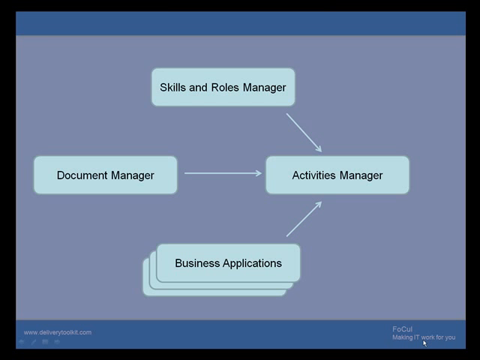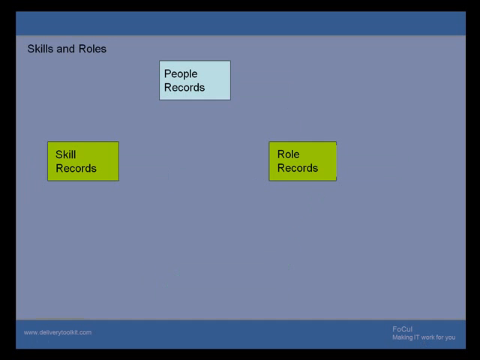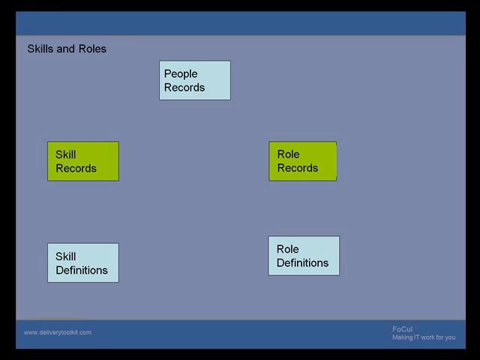We're now going to look at the Skills and Roles Manager. Skills and Roles Manager has records for people, so there's one record for every person. It has records of all the skills that those people hold, and it also has a record of what roles those people hold. Now, we also have skill definitions which say when the skills are going to expire, as well as some other information such as who can deliver the training and who can validate the training.